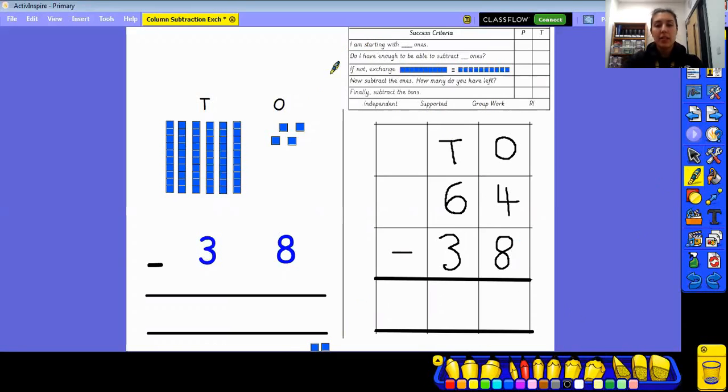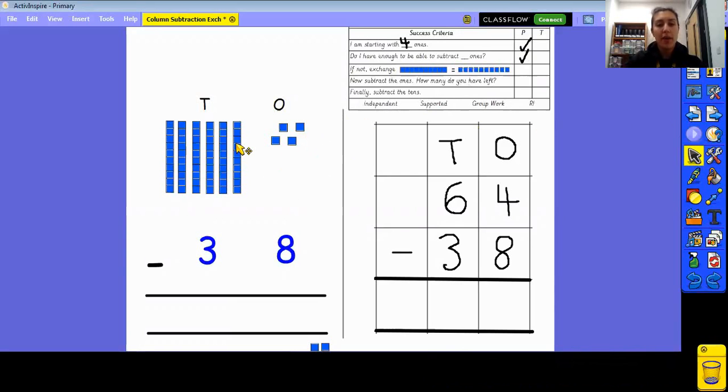So I am starting with 4 ones. Do I have enough to be able to subtract 8 from my 4 ones? No, I don't, because 4 is too small. So I need to get myself some more ones here. I need to exchange one of my 10s into some ones.